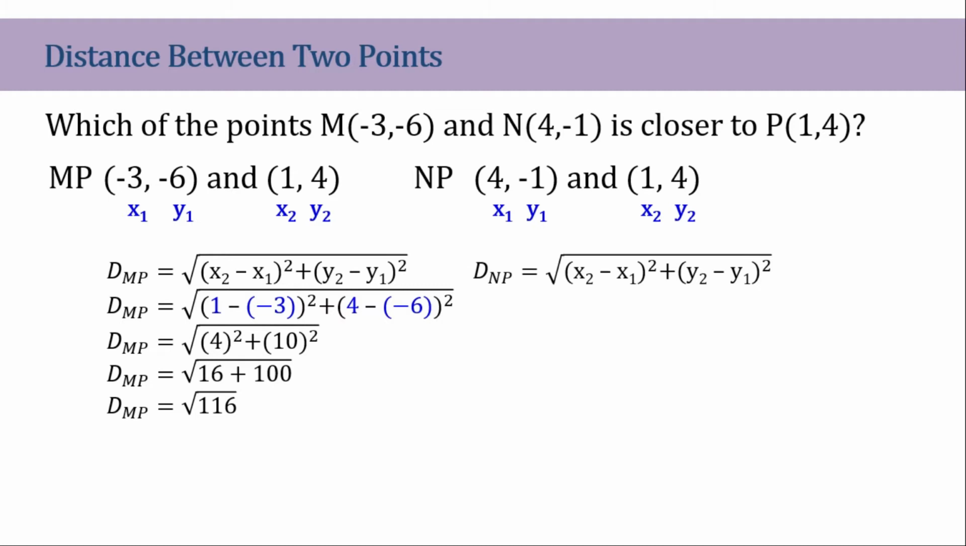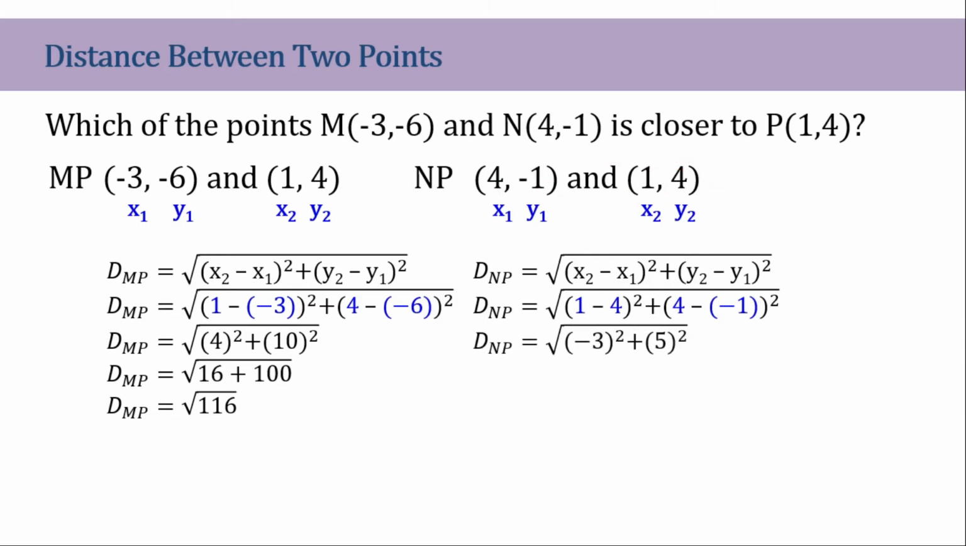The distance between N and P can be illustrated in this one. So 1 minus 4 squared, because this is 1 minus 4, and 4 minus negative 1. Simplify it further, negative 3 squared plus 5 squared. So that is 9 plus 25, and that is the square root of 34.